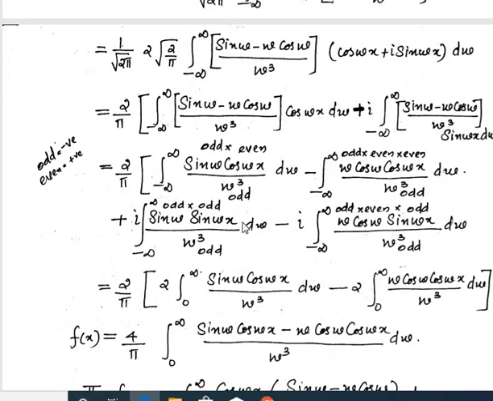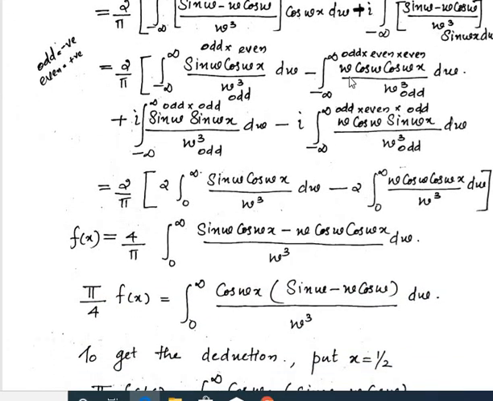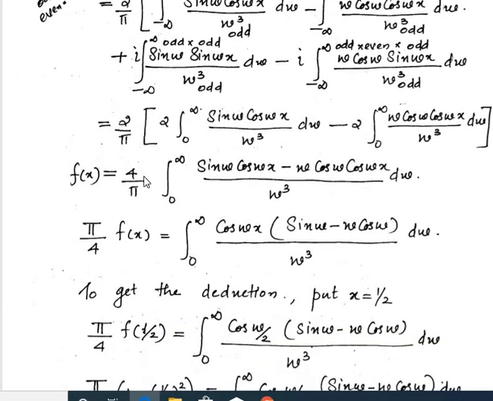And these two terms will be 2 times the integral from 0 to infinity. That is 2 times integral 0 to infinity sin omega cos omega x by omega cube d omega minus 2 times integral 0 to infinity omega cos omega cos omega x by omega cube d omega. Now we can take these two common outside, so it becomes 2 into 2 by pi, 0 to infinity, and we can combine these two integrals together. So sin omega cos omega x minus omega cos omega cos omega x by omega cube d omega. Now the common term cos omega x can be taken outside the bracket, so it becomes cos omega x into sin omega minus omega cos omega by omega cube d omega is equal to, taking this term to the left side, pi by 4 f of x.